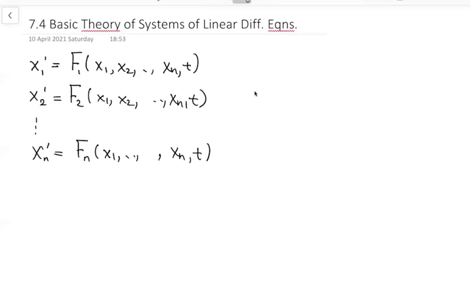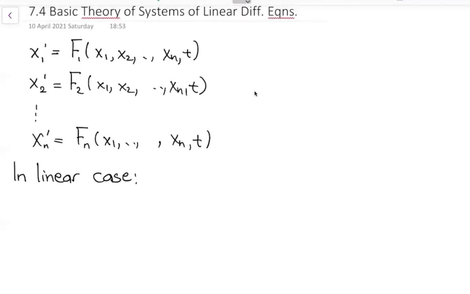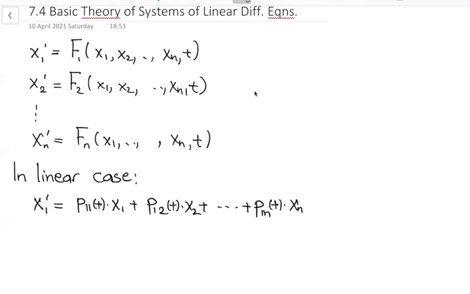In the linear case, x1 derivative can be written in terms of x1 to xn linearly, which means we can write some coefficients. So we will have p11(t) times x1, p12(t) times x2, up to p1n(t) times xn. As you can see, the derivative of the first function we are looking for depends on x1 to xn linearly, plus an additional function of t, let's say g1(t).